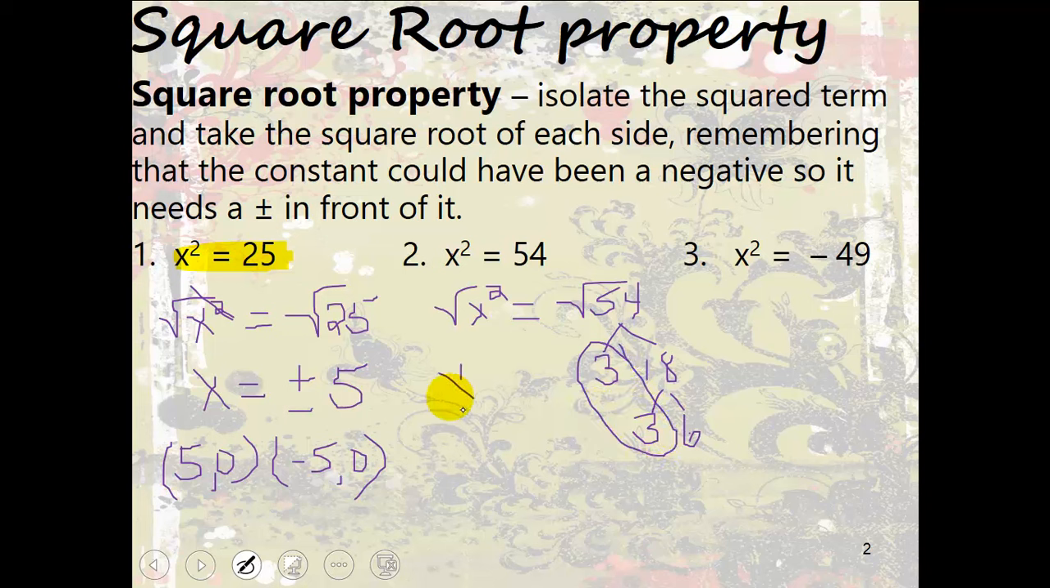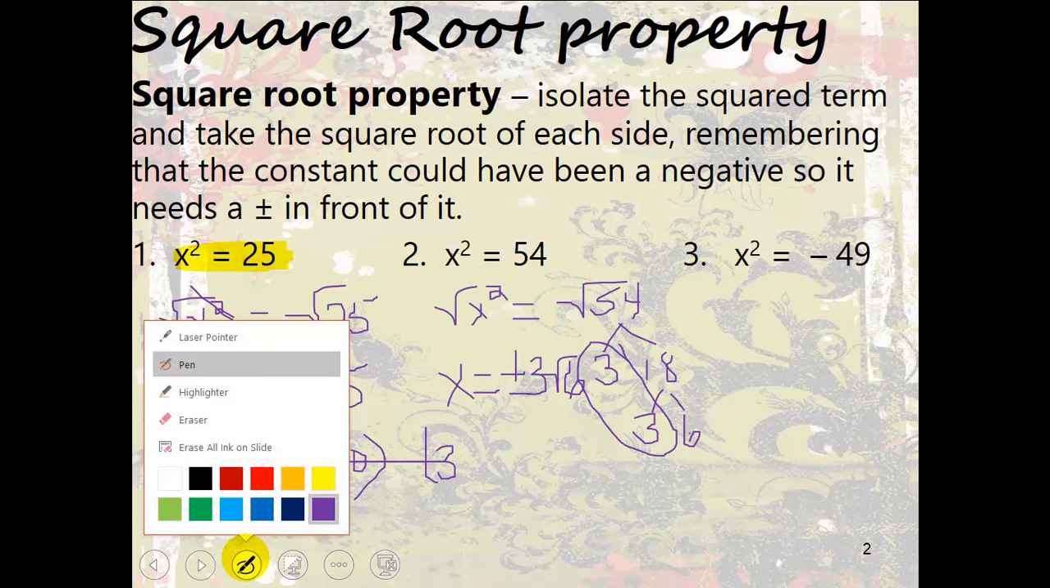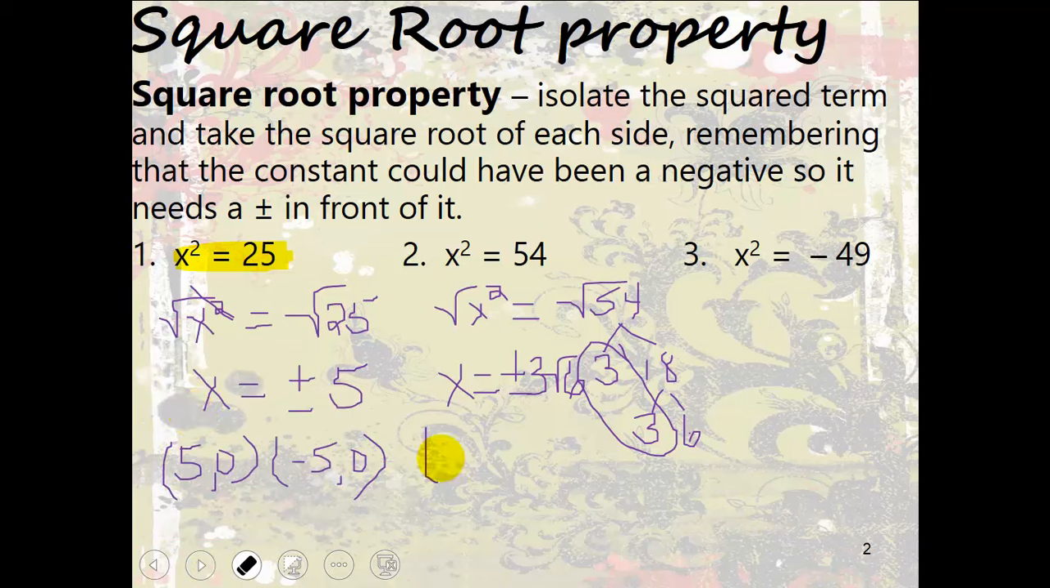So I get x is equal to plus or minus 3 root 6. So my answer would be (3 root 6, 0) and then (negative 3 root 6, 0). And we're going to leave these in exact form, not decimals.